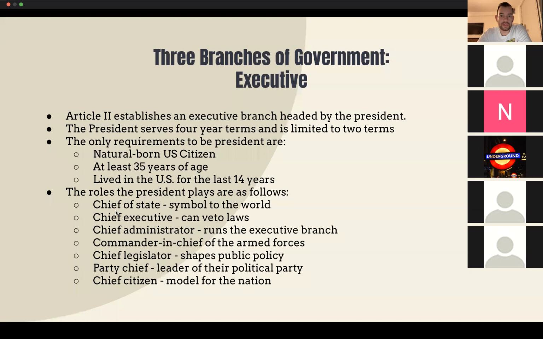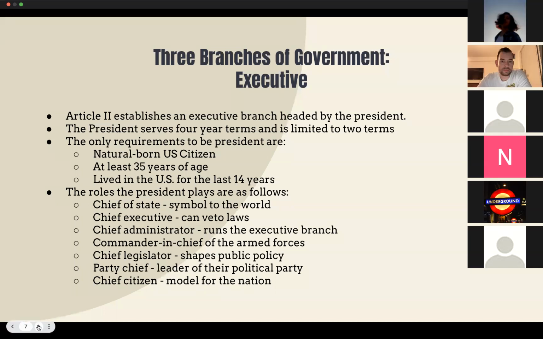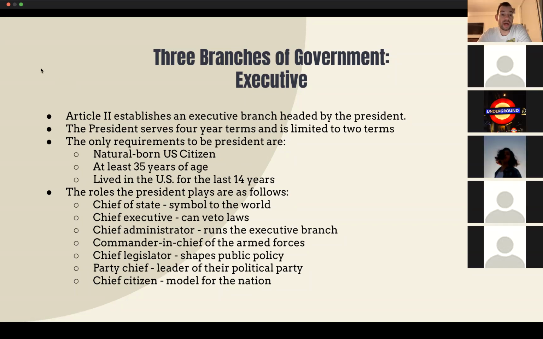Any other questions? Yeah, go ahead. Yes, I was wondering what was the process of an impeachment, like how it starts, what the steps are followed. Yeah, so it starts in the House of Representatives.